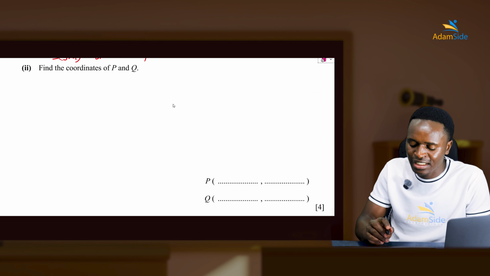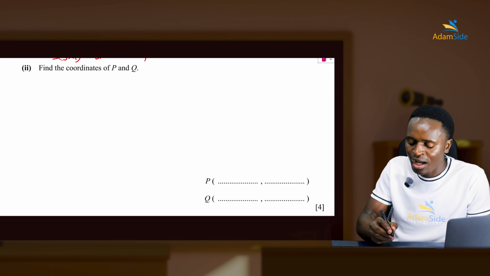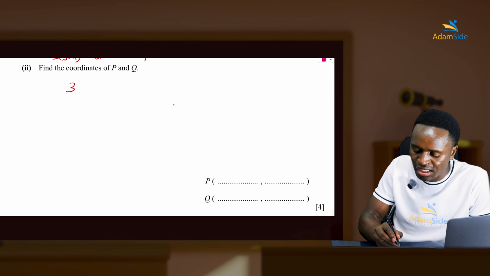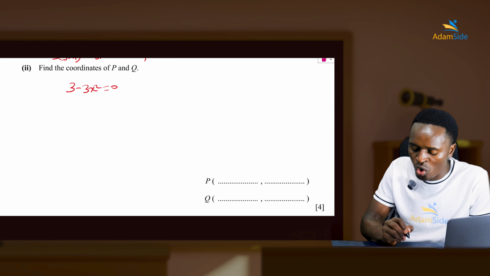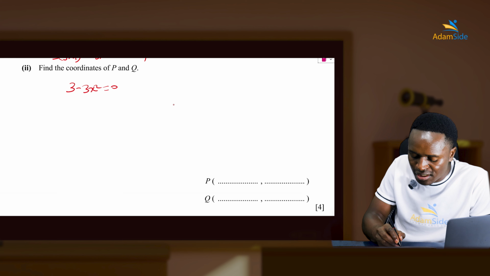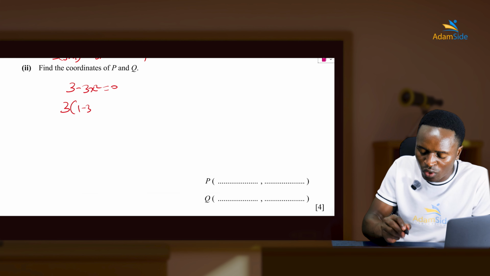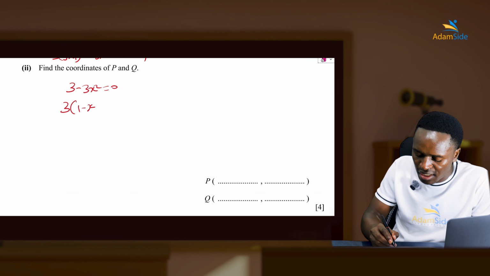Simply because we automatically understand that at a turning point the gradient is equal to 0, dy dx is equal to 0. So we have our differentiation on top, which was 3 minus 3x squared is equal to 0. When you do this, you can say 3, if you divide there, you open bracket. 3 divided by 3 is 1. So 1 minus x squared is equal to 0, and then x squared is equal to 1.